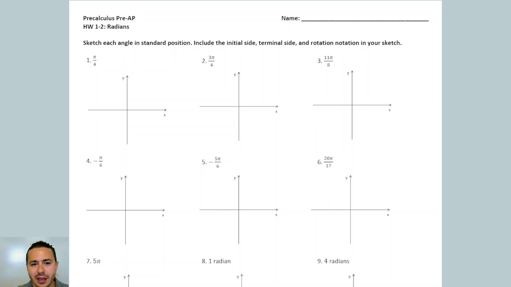So we're still talking about angle measures, but I want you to get a little bit more comfortable with identifying where the terminal side of these angle measures are when they're given in radians. So let's get started here.